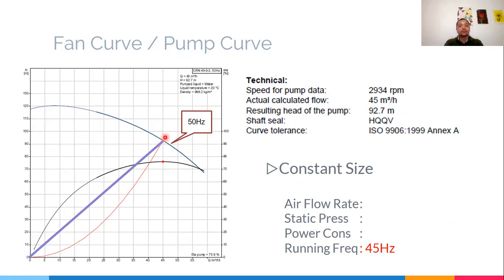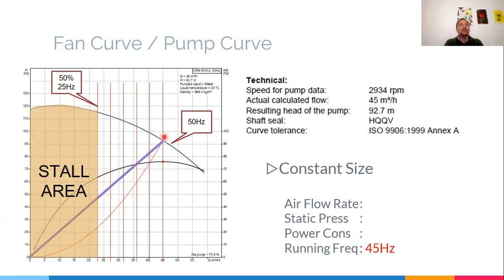Sorry, not 100 Hertz, 100%. So zero is 0 Hertz. This point will be 50 Hertz, at 100% running. So if we divide this purple line into 5, 1, 2, 3, 4, 5, this point here is the midpoint from here to here. So 50% of 50 Hertz would be 25 Hertz.